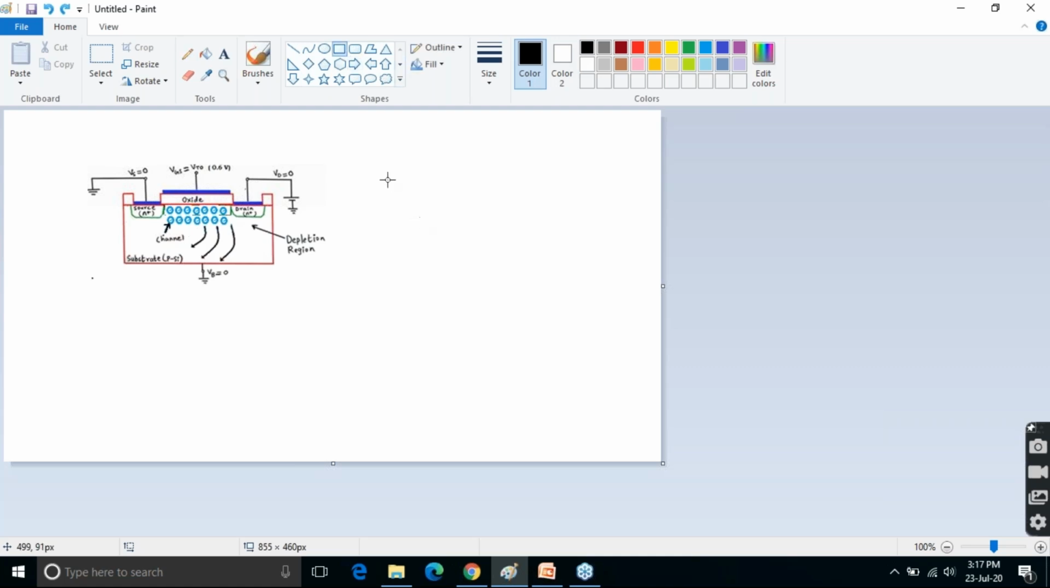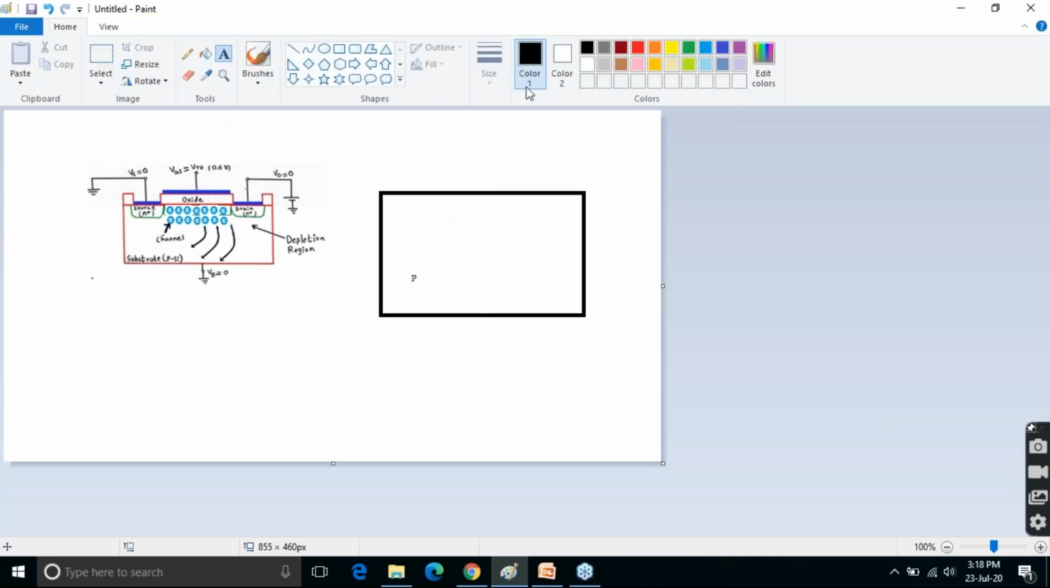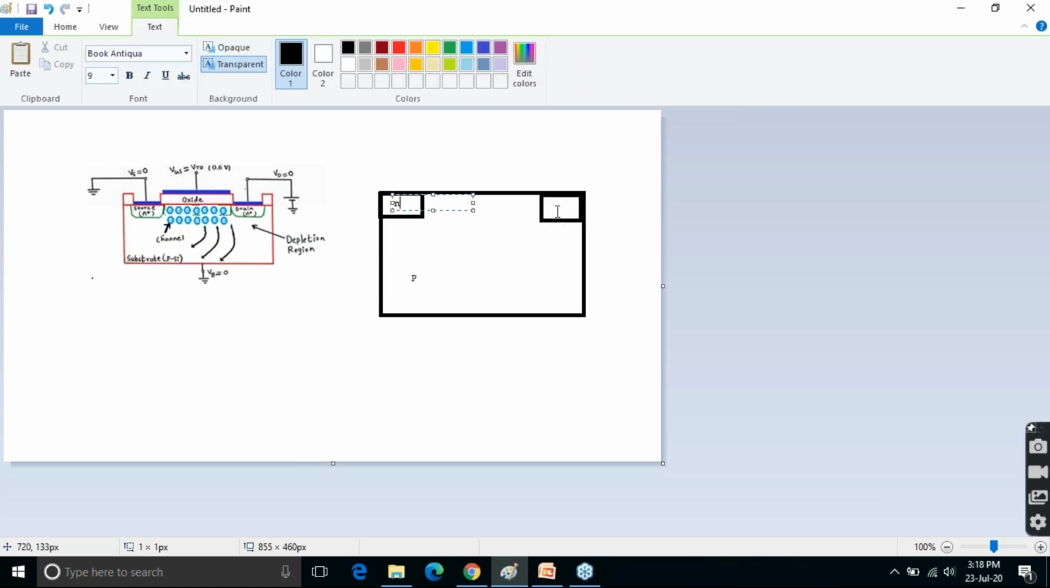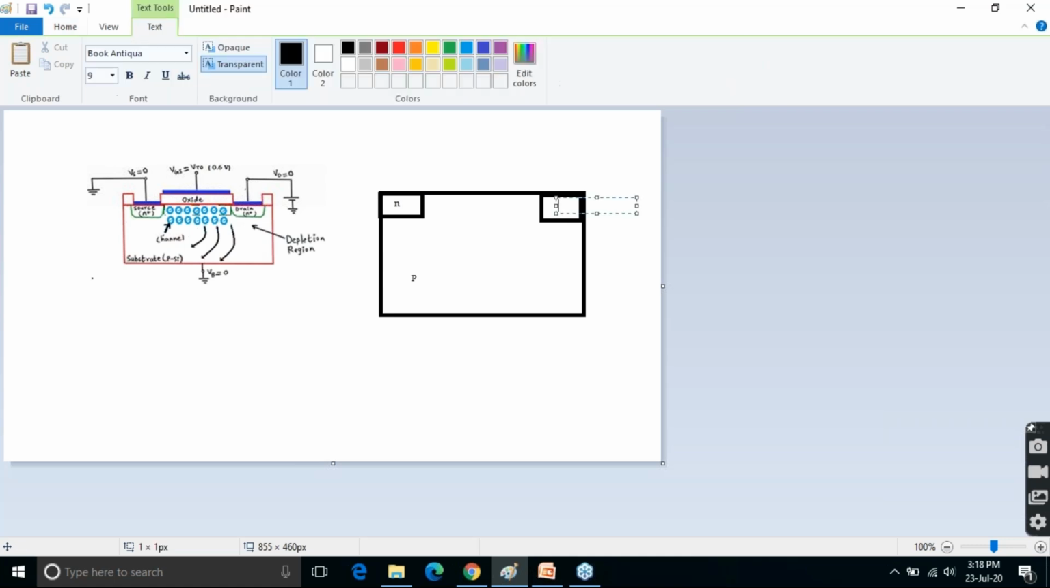What the MOSFET has is a P-type substrate. So I am having a P-type substrate over here, and I am writing here P substrate. Next, you have two N plus dopings, one over here and one over here. This is the N plus doping and this is also an N plus doping, which form your source and drain terminals.